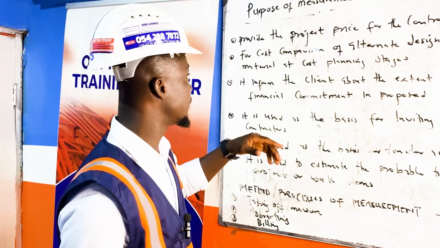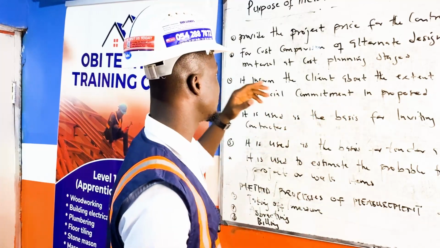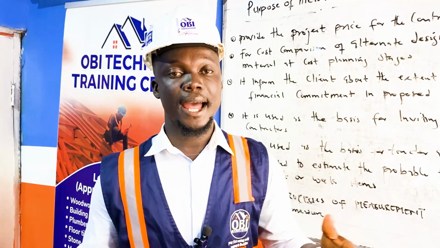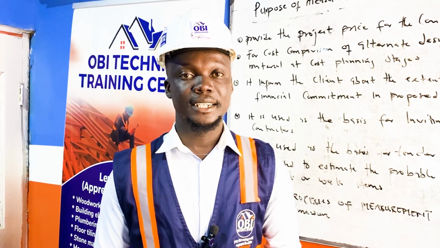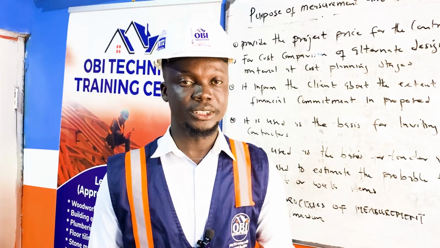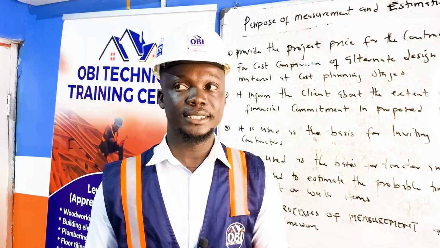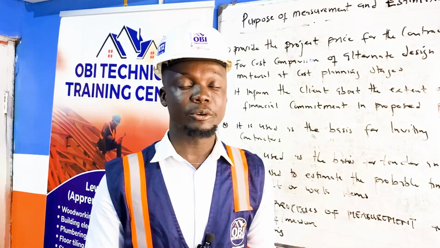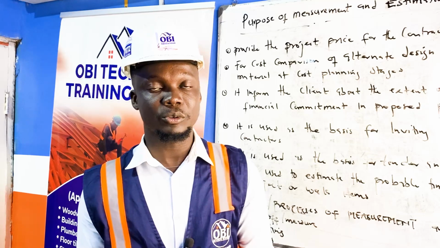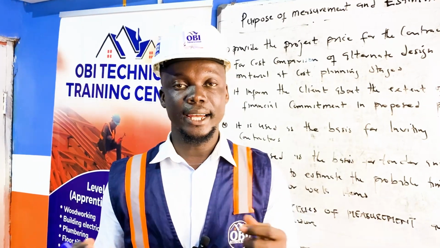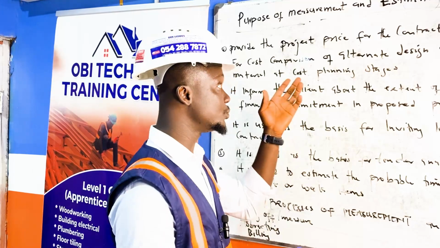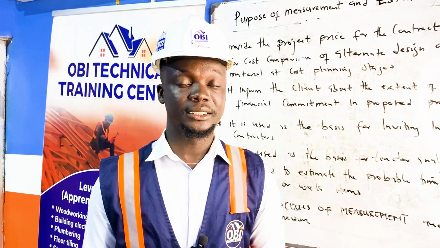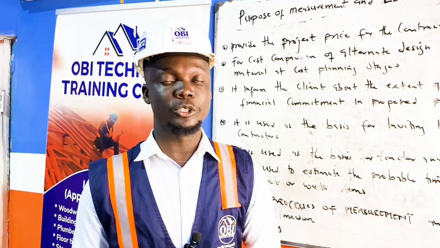Now we go on looking at cost comparison of alternative designs and materials at the cost planning stage. For cost comparison, an architect or draftsman will design a building project. Then a quantity surveyor will do the measurement and estimation for it. Based on the design recommendation, the type of finishes required, the size of the building, the height of the building, and all those kind of things, we'll be able to know the recommended design. Then we'll do the estimation and know that for this design, this is how much it's going to cost us to do.